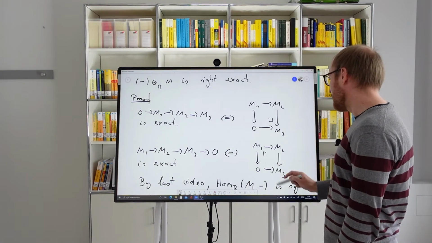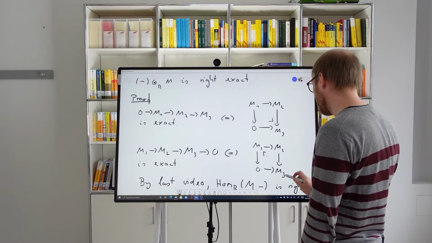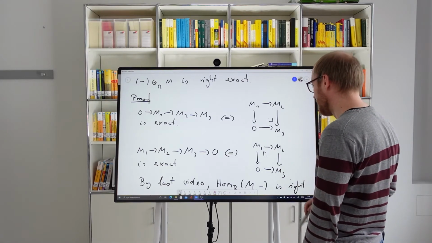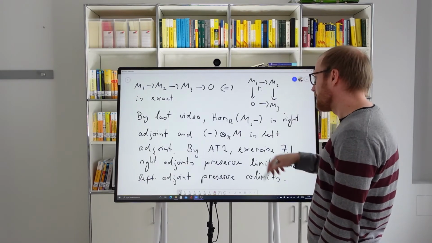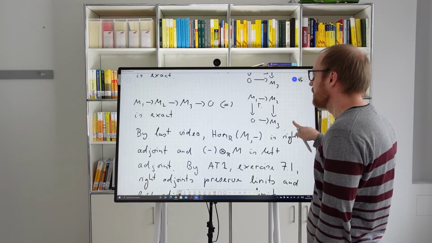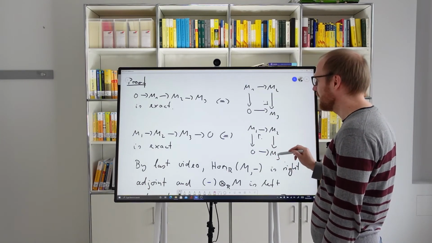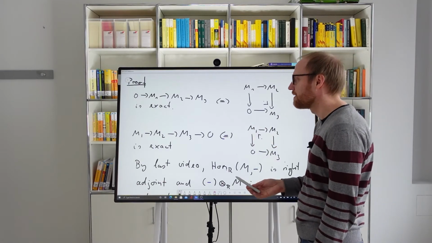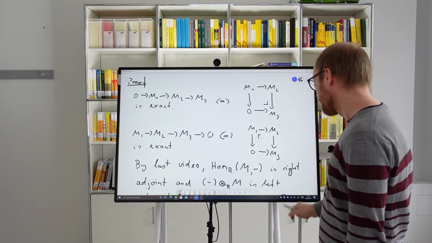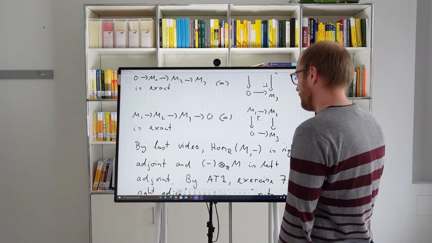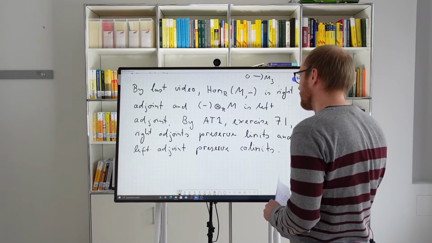And dually down here, the push-out is an example of a colimit. So this M3 is the universal co-cone on this diagram. So this is preserved by left adjoints. And the tensor product is an example of a left adjoint functor. So if I apply tensor product to this square here, I get a push-out diagram of tensor products, where this equivalence is the same as saying that tensor is exact. So this is a general nonsense proof showing that Hom is left exact and tensor is right exact.